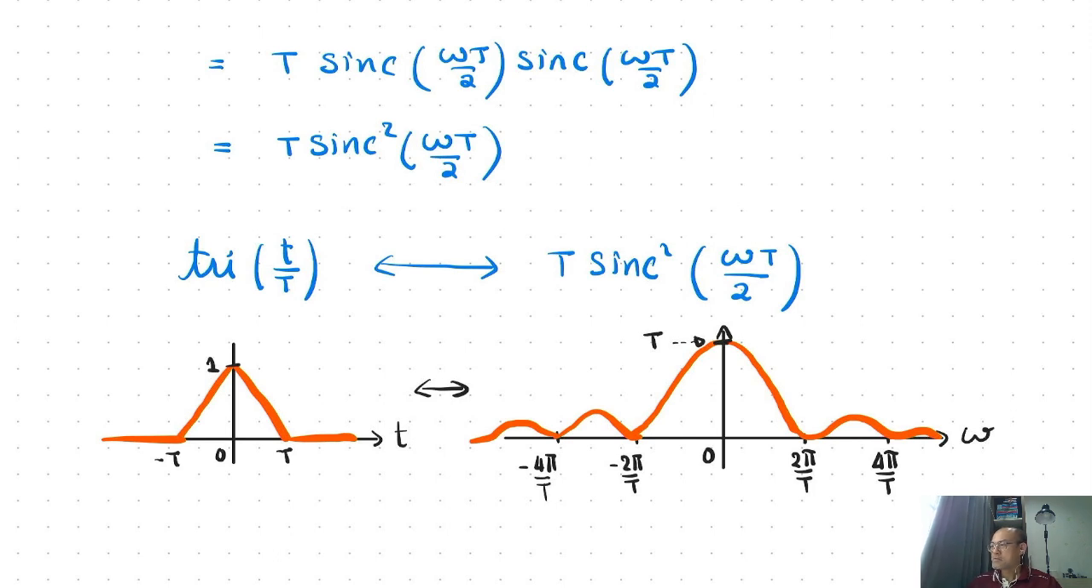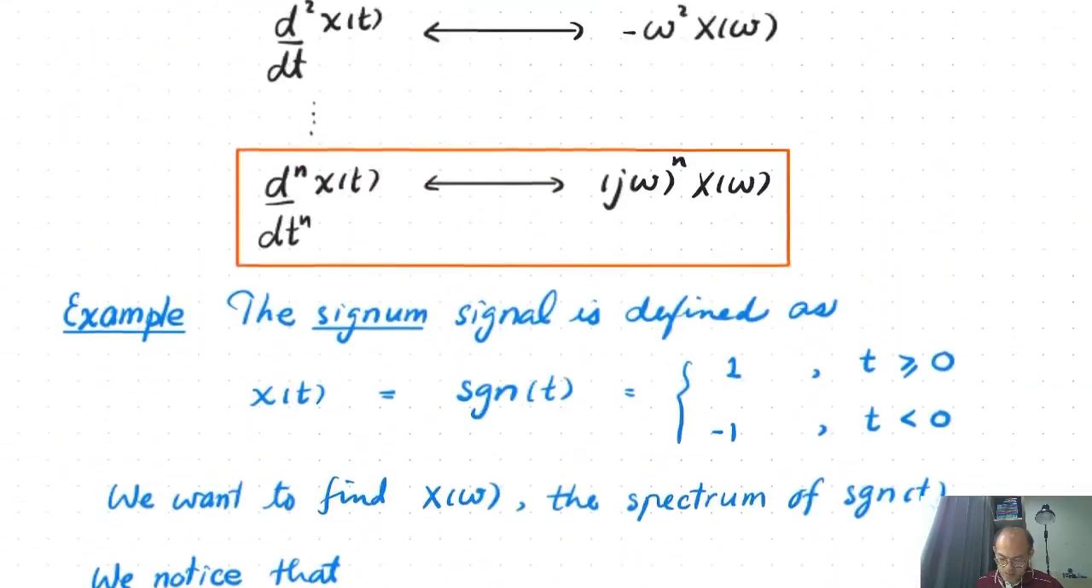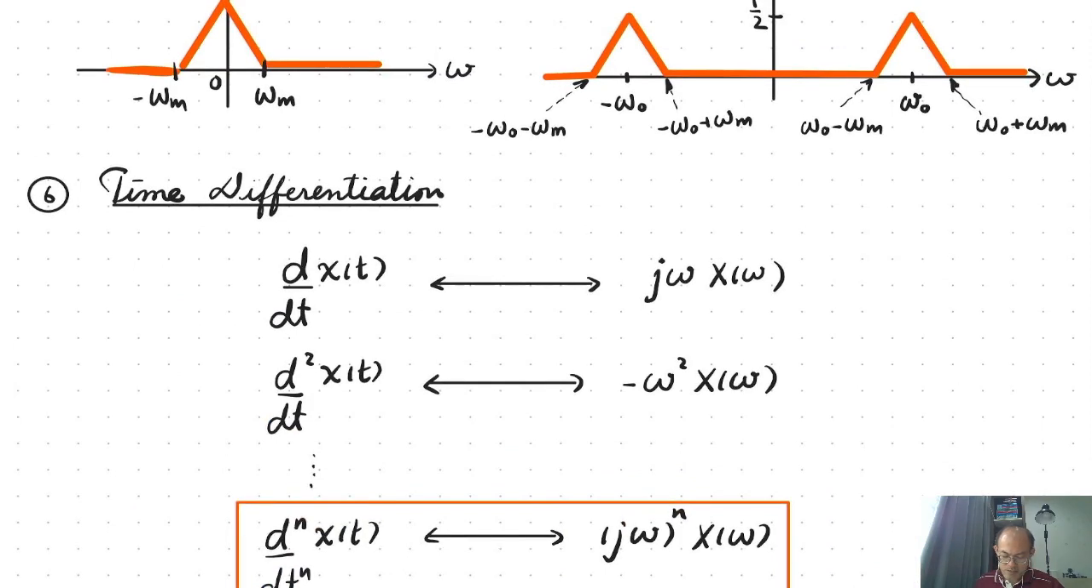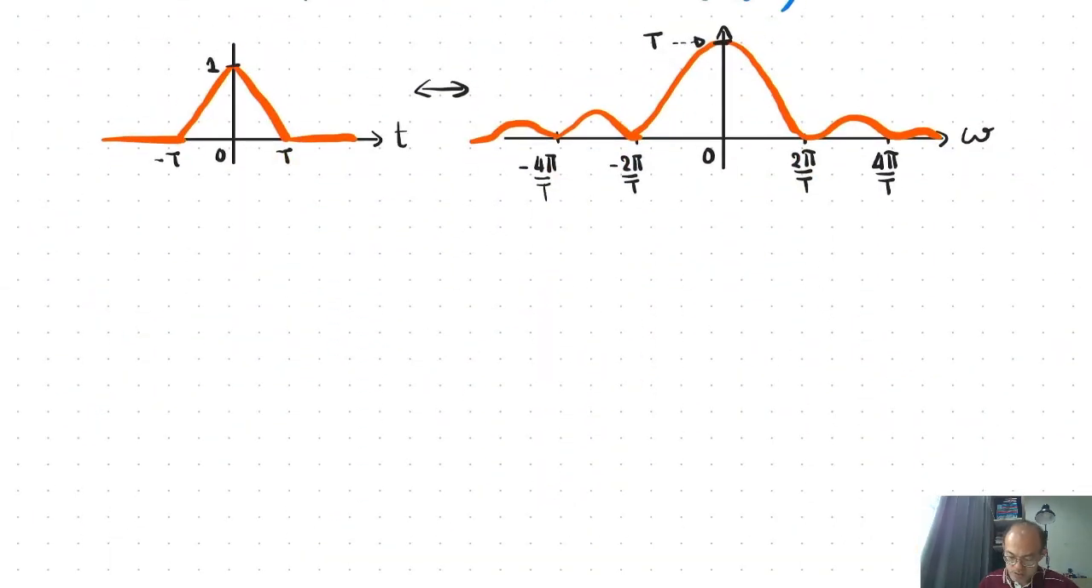Okay. Now the next property is very important, and it is called the time convolution property. Which one is it? It's going to be property 7. Property 6 was time differentiation, so property 7 is time convolution.